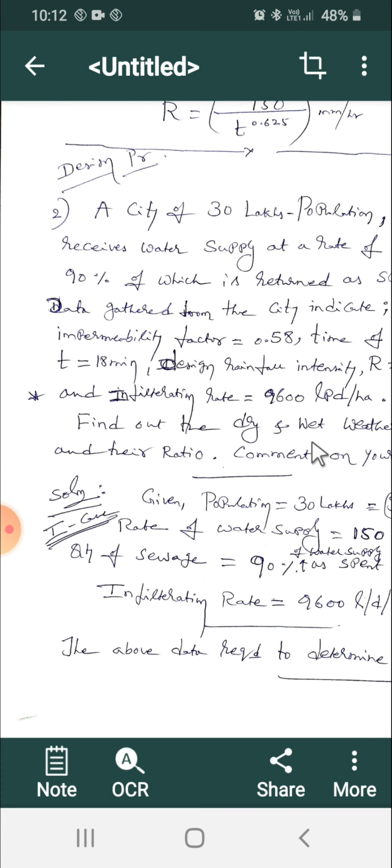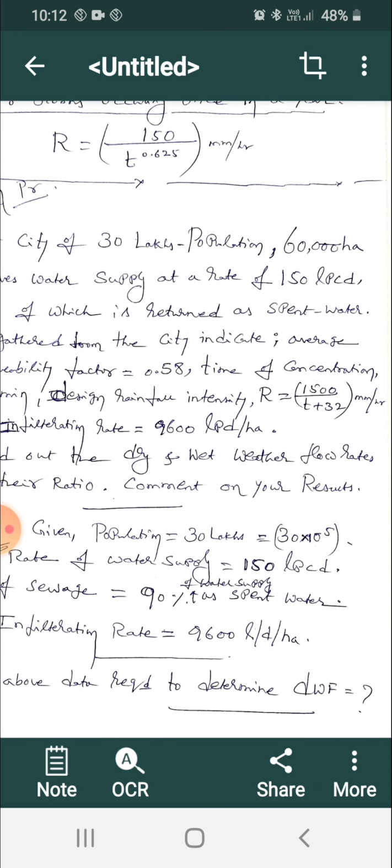Dry and wet weather flow means Q1 and Q2 is equal to how much, and along with the ratio. It is the same problem we solved previously, but here they have given more values. The statistical data they have given is more, and then comment on your results. Already we know that you have to compare Q1 and Q2. Whether storm water is greater or sewage water is greater, then you have to comment on that. Which system is required? That means a combined sewerage system is required or a separate sewerage system is required. Either of any two you are going to consider.